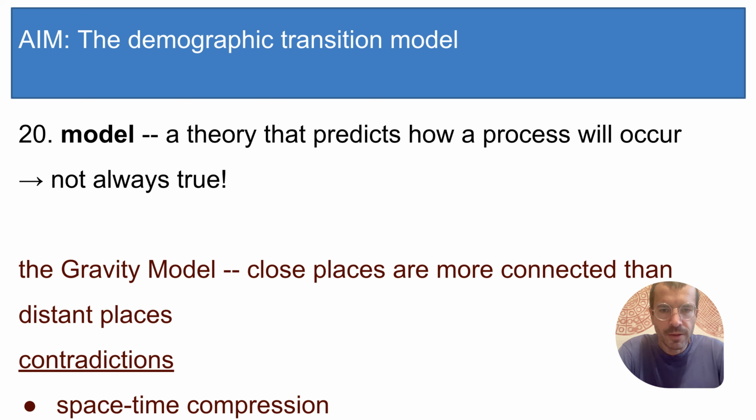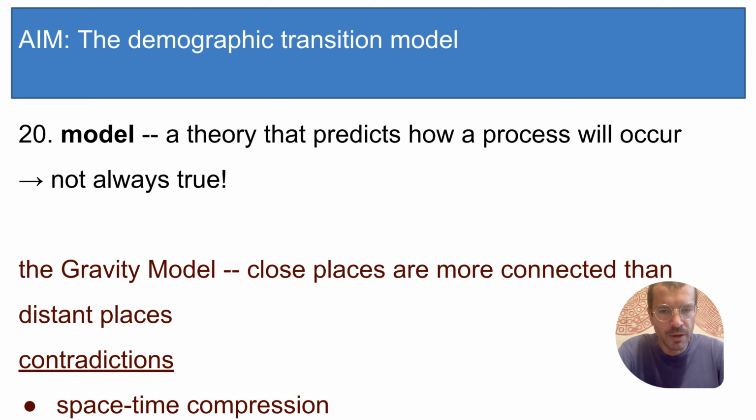And another thing that the exam loves to ask you about is contradictions to each model. These are the situations that prove the model wrong. They are the exceptions to the rule. To go back to the gravity model, we saw that various recent technologies, like the airplane and the internet, cause a phenomenon called space-time compression, which decreases the time it takes for something to move through space. Space-time compression contradicts the gravity model.